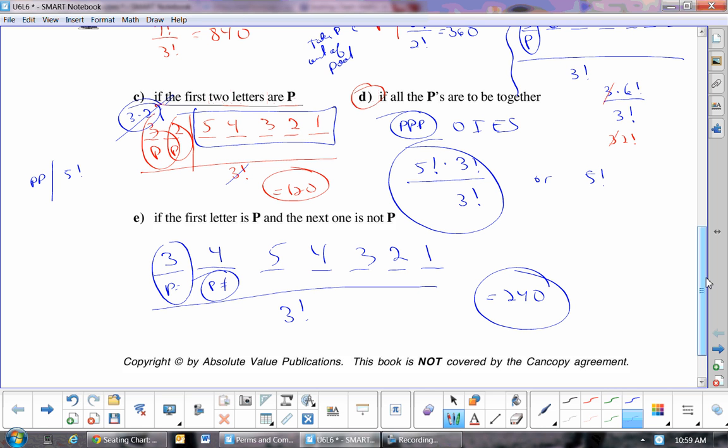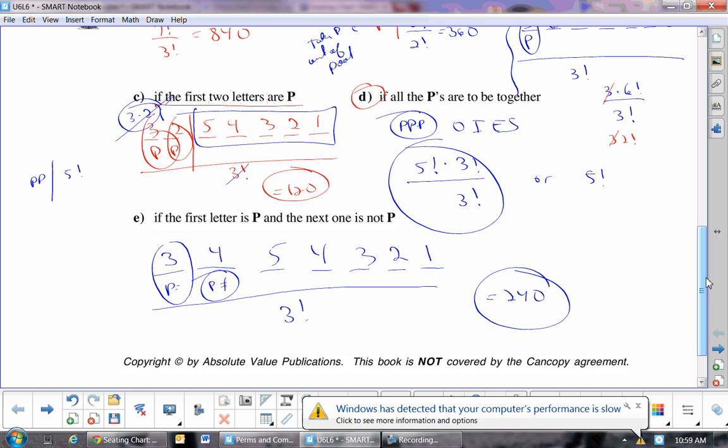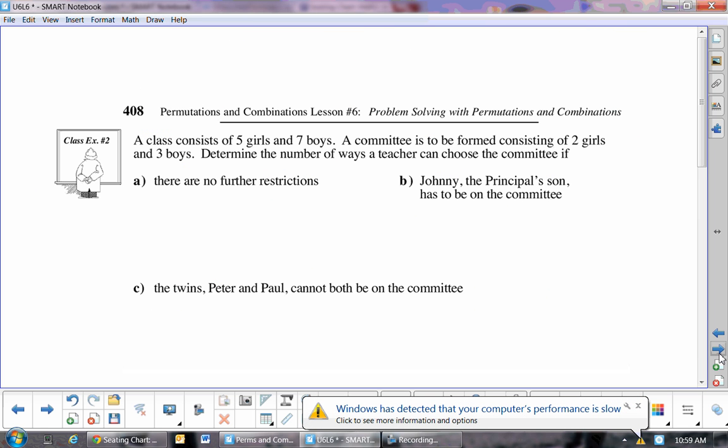And then one of the options is if all the P's are together. Okay, so that's a great question for the diploma. Calculator's not going to save you, but it'll help you check your answer, because you're going to do the one, you can do the other, and you're going to get the same value. Okay.